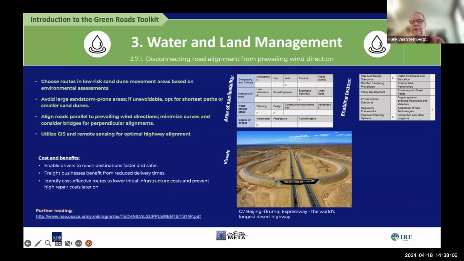The last two topics I want to discuss also is the link between roads and sand dune movement.